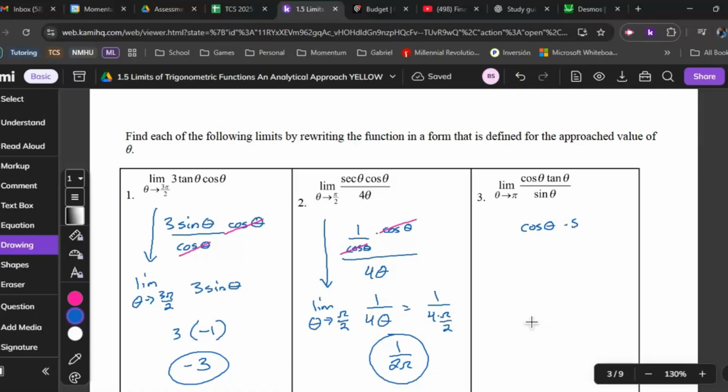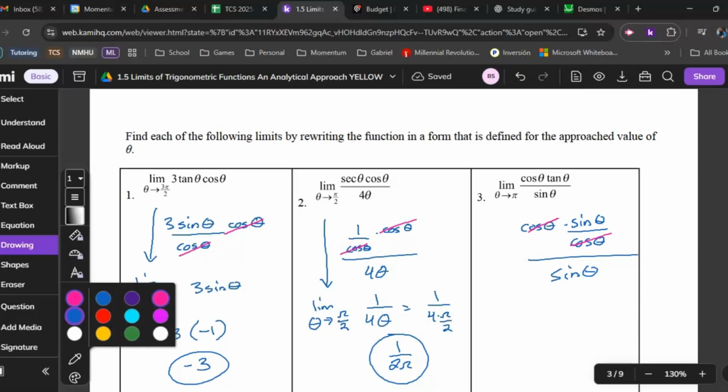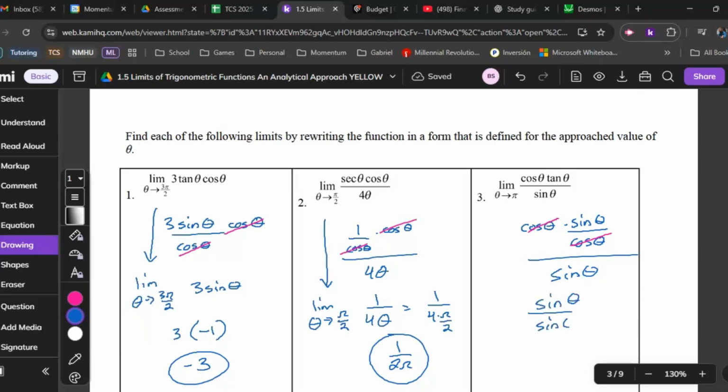So tangent. Everything cancels out. Sin cos, and then you. Oh wait, no, you can't cancel out those cos, right? Yeah, you can. So these are going to cancel, which means I have sine over sine. Let's write it in an extra step, just because we're a little slow sometimes with our algebra. So now those cancel out, which means I'm literally just taking the limit as theta approaches pi of 1. What is the limit of a constant?